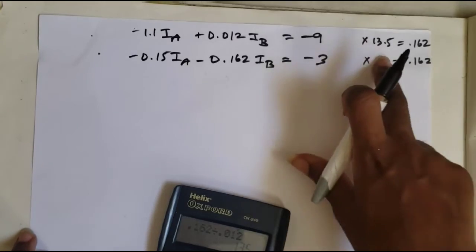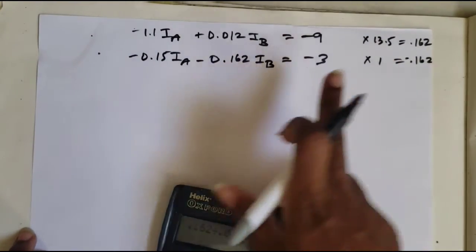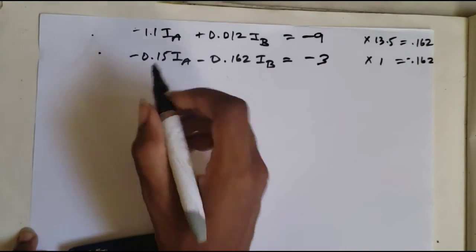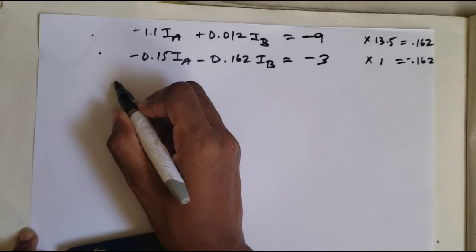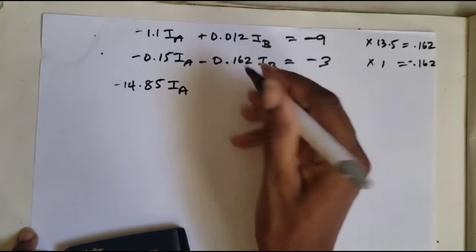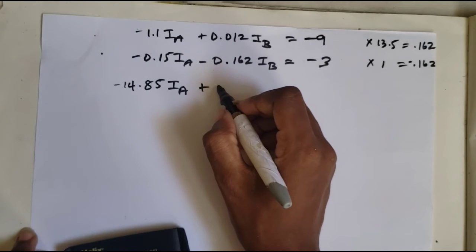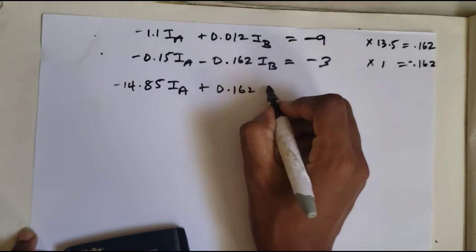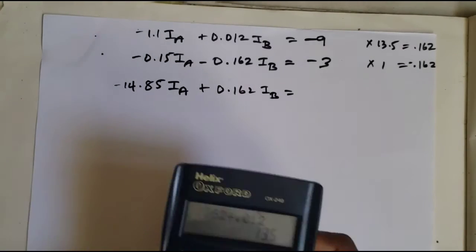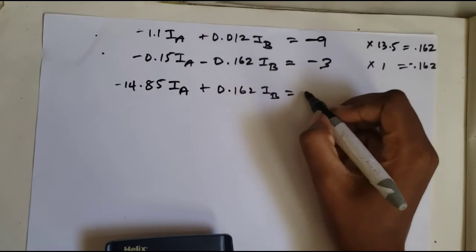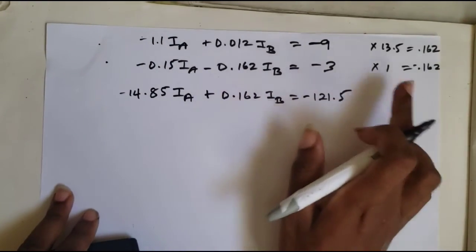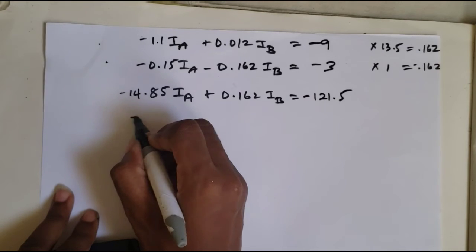So now we can actually solve simultaneously. We're going to multiply the first equation, all of it, by 13.5, and then all of the second equation by 1. So here we go. Negative 1.1 times 13.5 is going to give me negative 14.85 IA, and then this by 13.5, and I've gotten positive 0.162 IB. Then negative 9 times 13.5 gives negative 121.5, right? And times in the second equation by just 1 is the best thing. I'm going to give back just the same values.